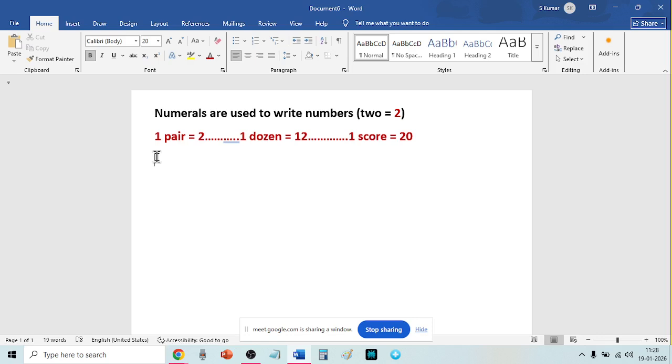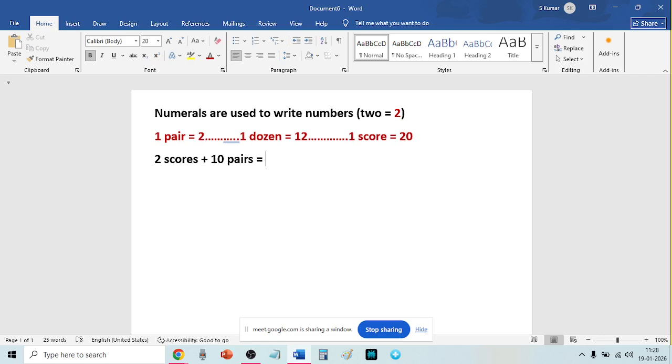So, 2 scores plus 10 pairs. How much would be 2 scores? What number will I write for 2 scores? You can see on the top, 1 score is how much? 2 scores, what will you write?